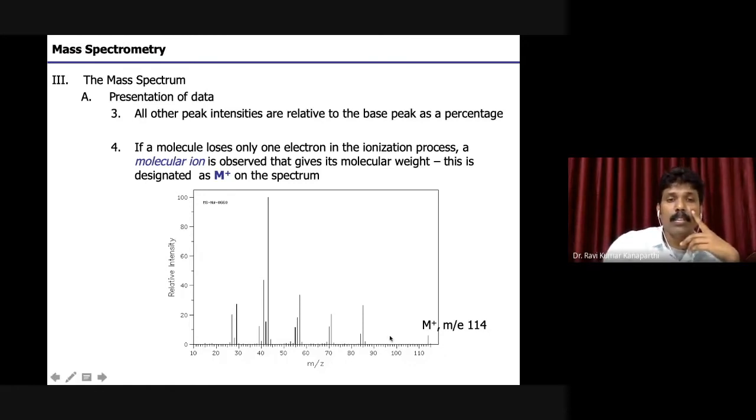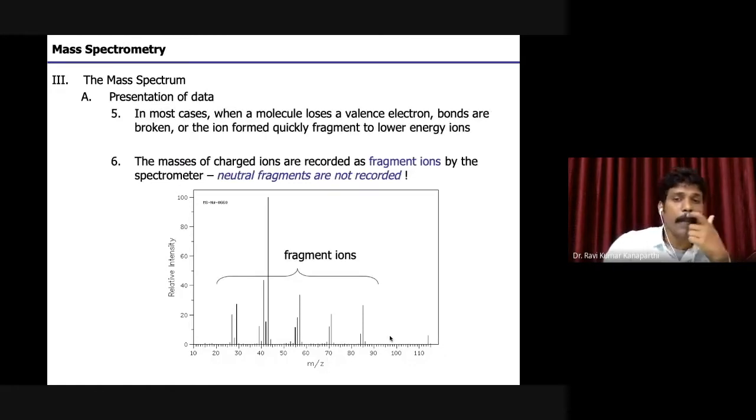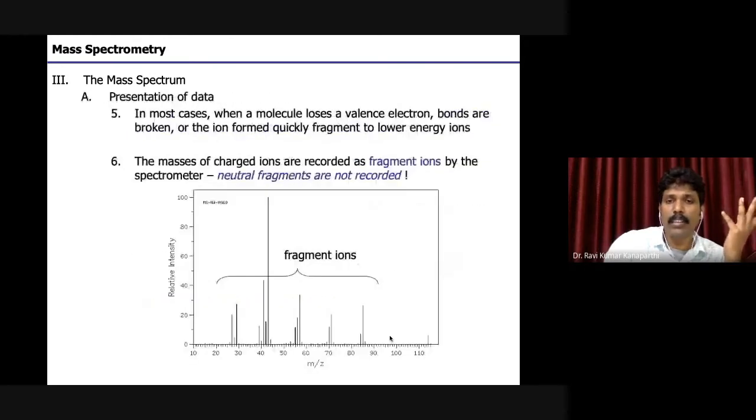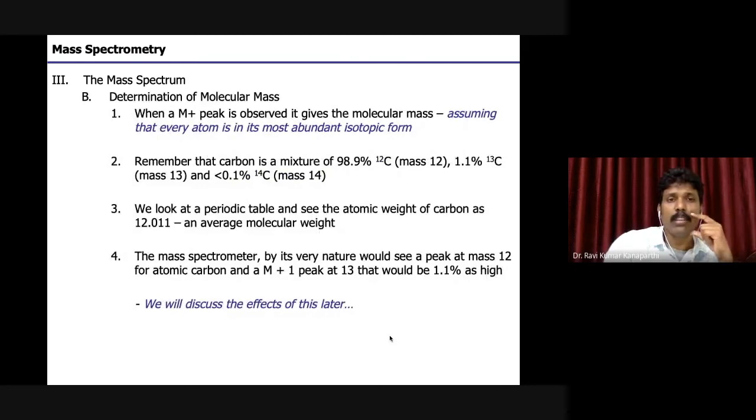This concept we already discussed: it detects the positively charged species but not the others. Neutral species are not recorded, and radicals are also not recorded. This point is already covered, so I'm skipping it.